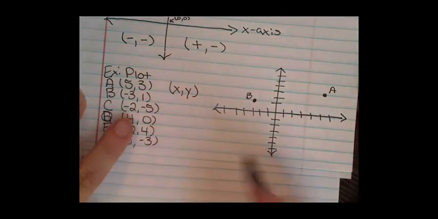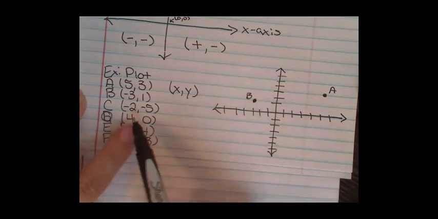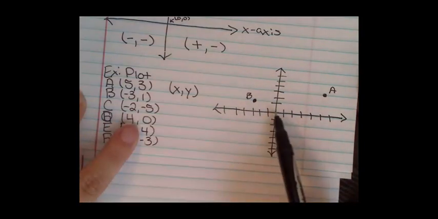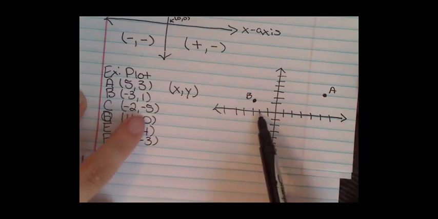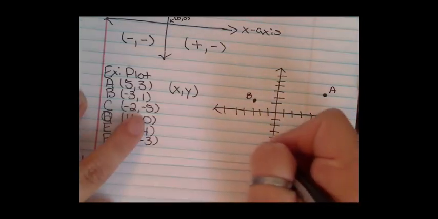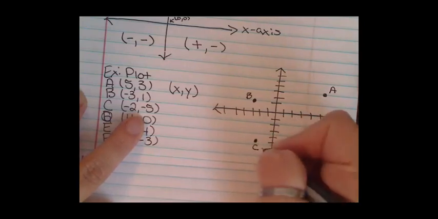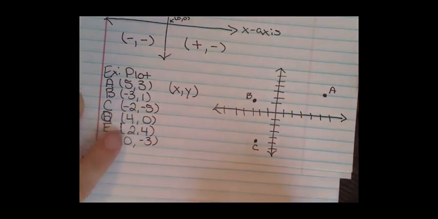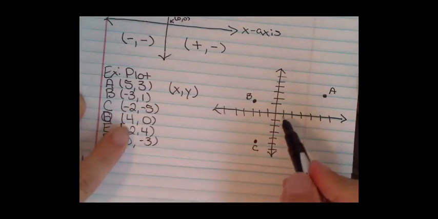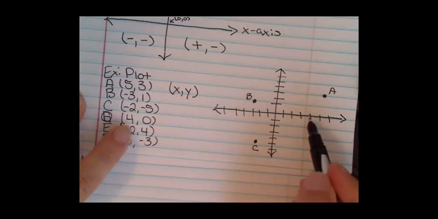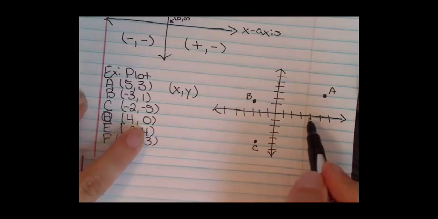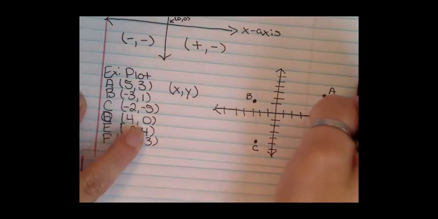C is going to be (-2, -5). So we go to the left 2, but then that's a -5, so we need to go down 5, which would put it right here. And that'll be C. D was (4, 0). So that's a +4, 1, 2, 3, 4, but then it's 0, so that means we don't have to go up or down. It's going to be right here on the axis. So that's D.